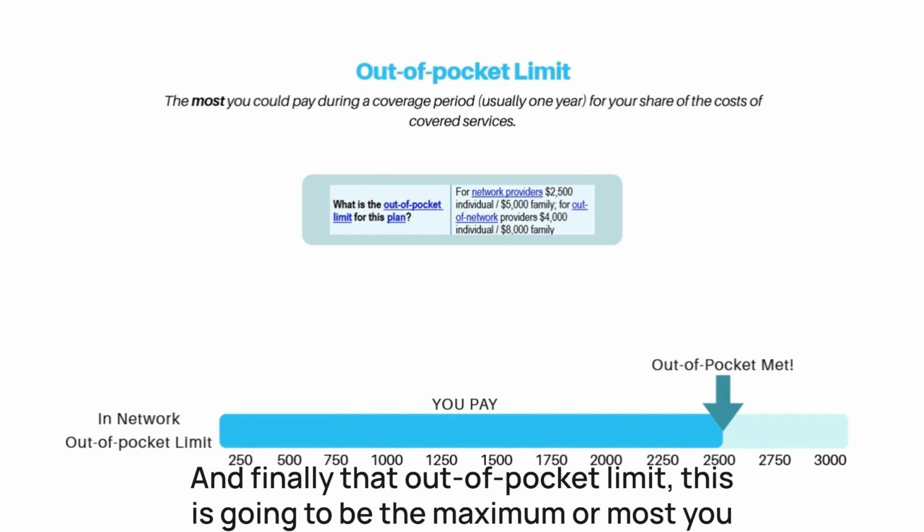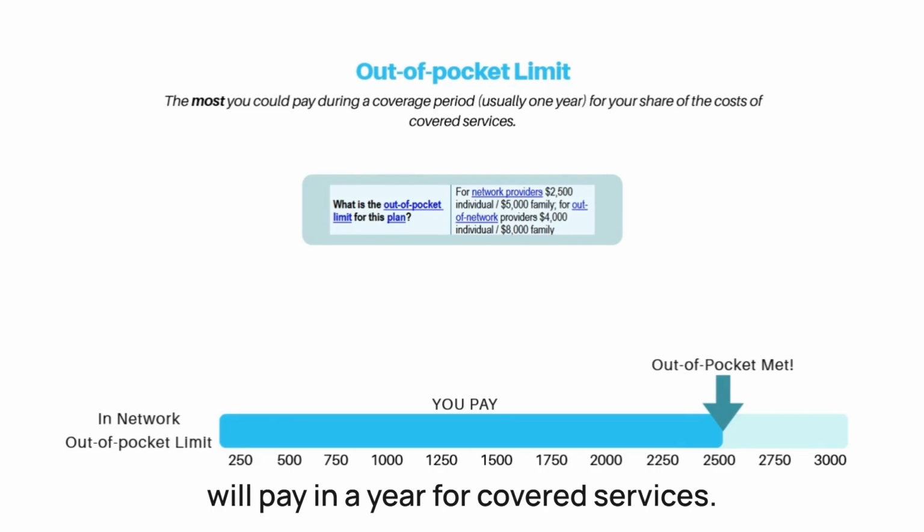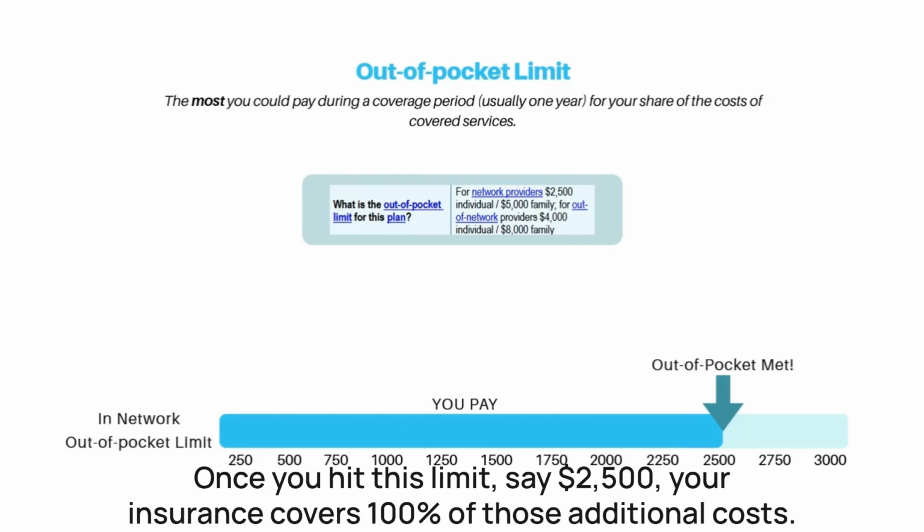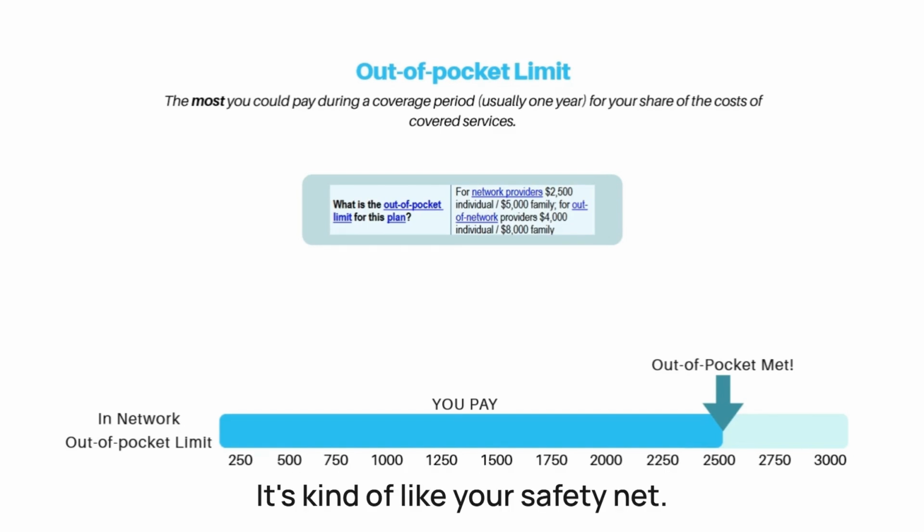And finally, that out-of-pocket limit. This is going to be the maximum or most you will pay in a year for covered services. Once you hit this limit, say $2,500, your insurance covers 100% of those additional costs. It's kind of like your safety net.